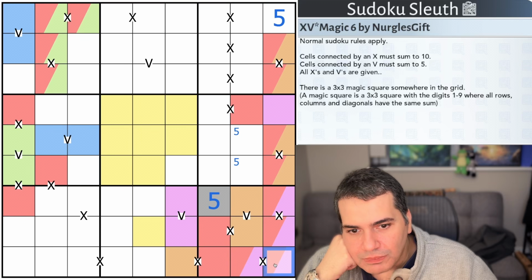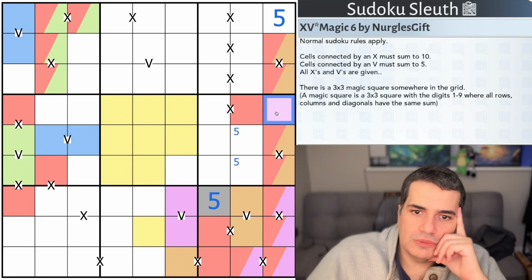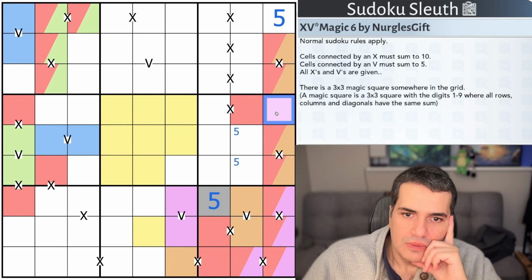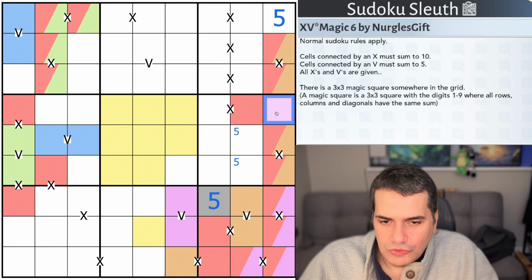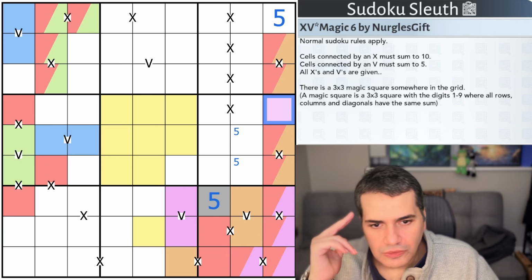This could be purple. Actually, no. So I've got purple. Oh, hang on. Why was that purple rather than red? Because this is purple or red. Nothing says it has to be purple, does it? Sorry, nothing says it has to be red. So sadly, I can't even force this.